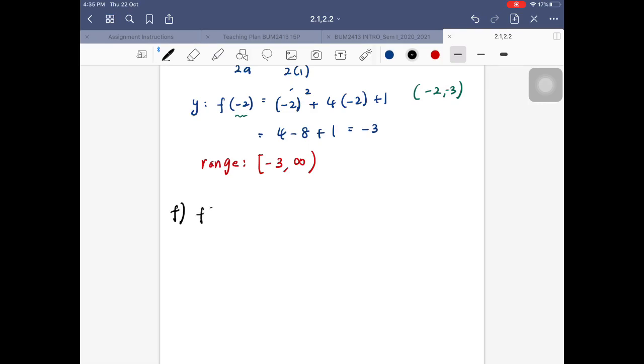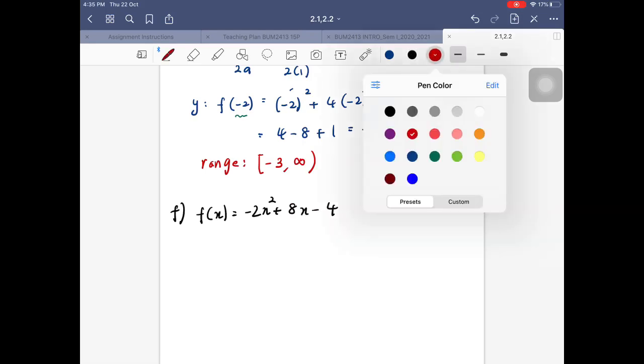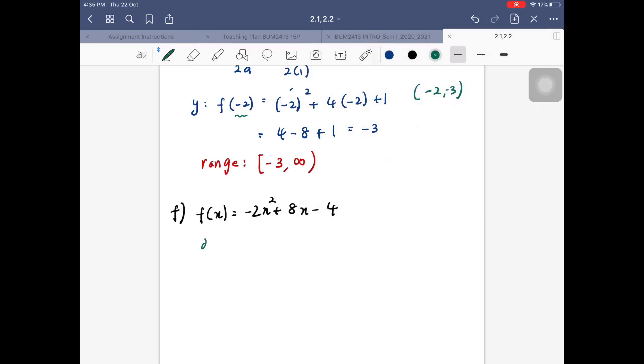So for the case of f, I have a function f of x, which is equal to negative 2x squared plus 8x minus 4 again. So this is still going to be a quadratic function. And of course, the domain is also going to be from negative infinity until infinity. Okay, however here, if you notice, my a value is going to equal negative 2. So this is going to be a sour graph. It's going to look something like that. But I'm not sure what value this is, and now we're going to figure it out.